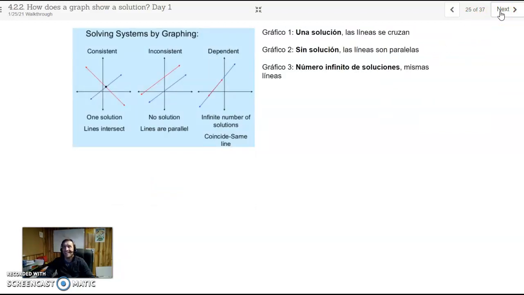All right, and on slide 25, it gives you your three options. Either they intersect with one solution, they never intersect, so there are no solutions, or they're on top of each other. They coincide, and there's an infinite number of solutions.